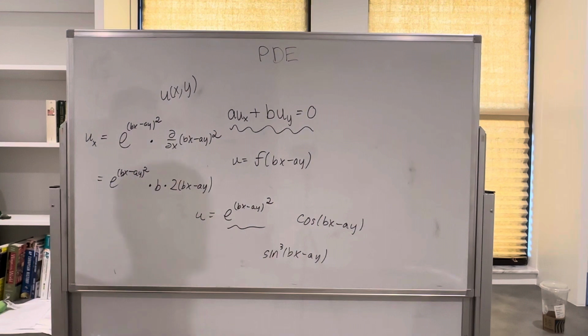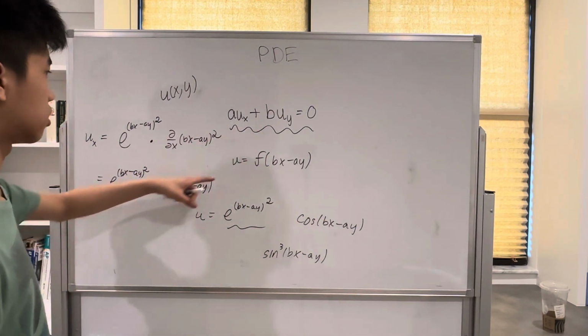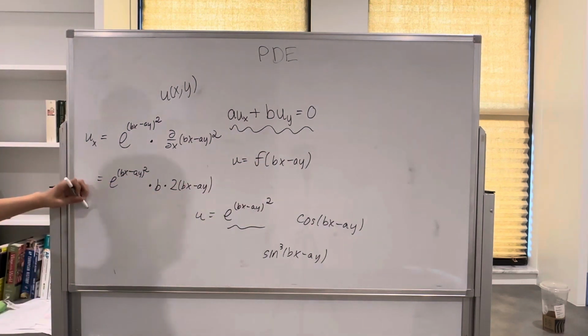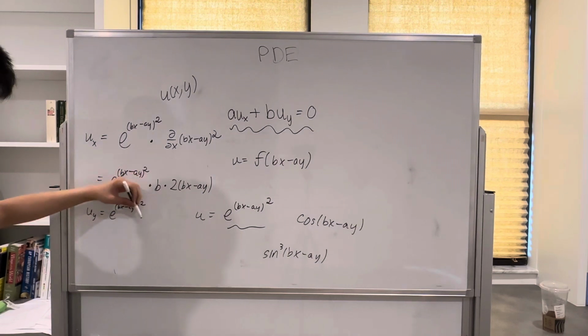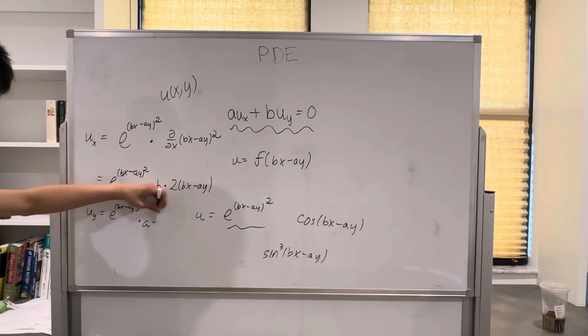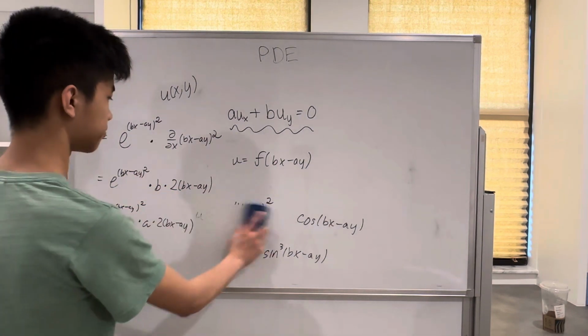Now let's try differentiating it with respect to y. This would be e to the (bx minus ay) squared. This time, if you differentiate it, it's going to be a times 2(bx minus ay).